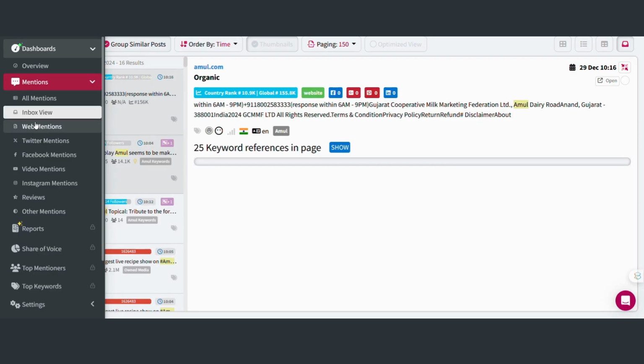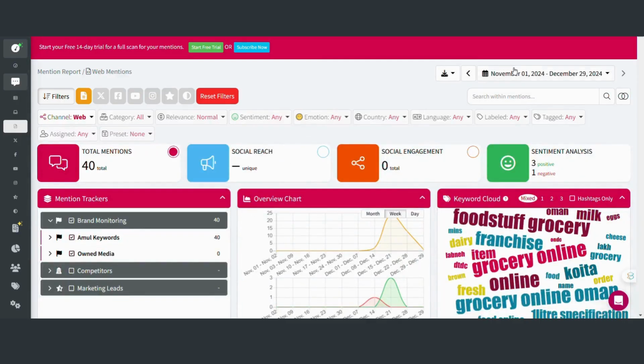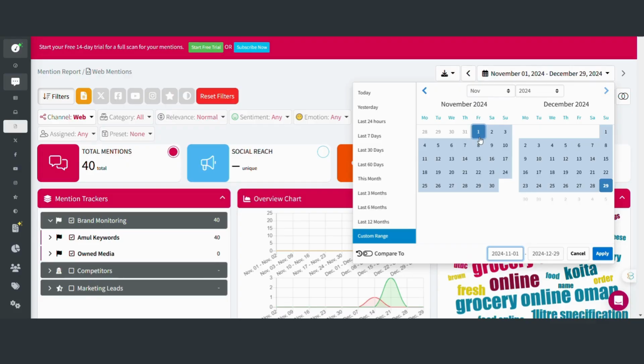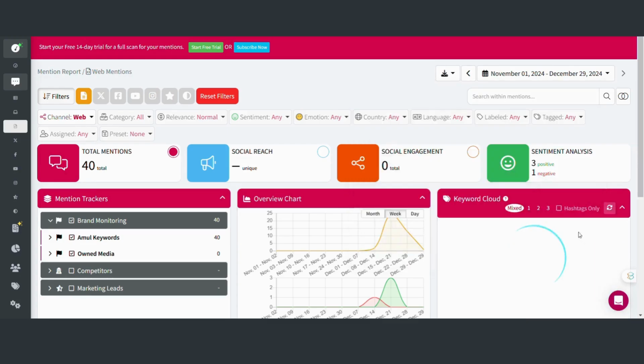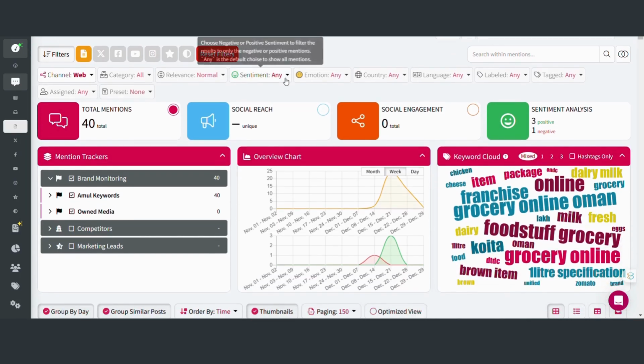Let's start with web mentions. I have set the period from November 1st to the 29th of December. Alright, so this feature tracks where Amul has been mentioned across websites and news articles. We can see recent articles discussing Amul's innovative marketing strategies or new product launches. Web mentions are categorized to include the source, type of content, and the sentiment attached to each mention. This helps us evaluate which sources are most impactful and how the audience is reacting.